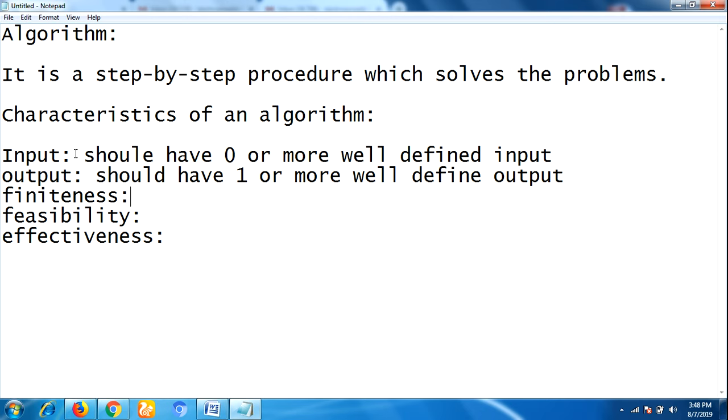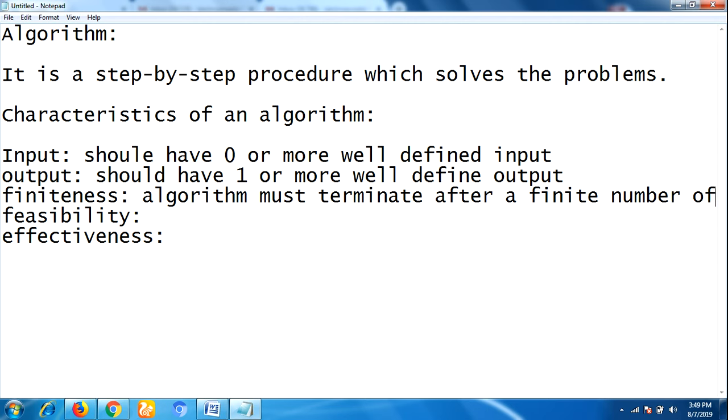Next, finiteness. What is the meaning of finiteness? It is the opposite of infinite. Infinite means unlimited, without end. But finiteness means it should stop somewhere. The algorithm must terminate after a finite number of steps.